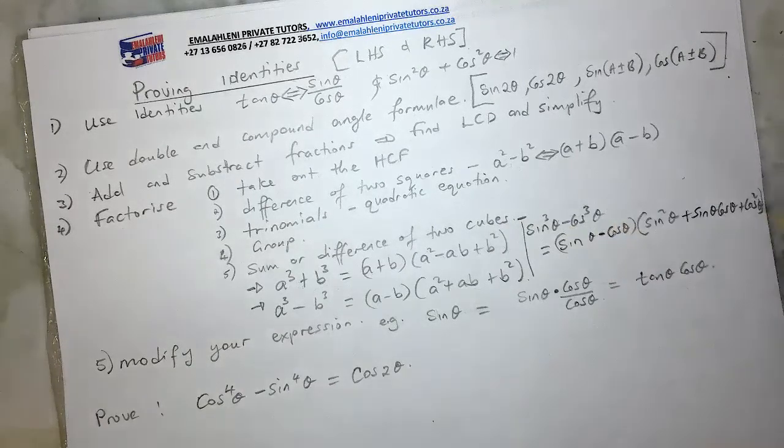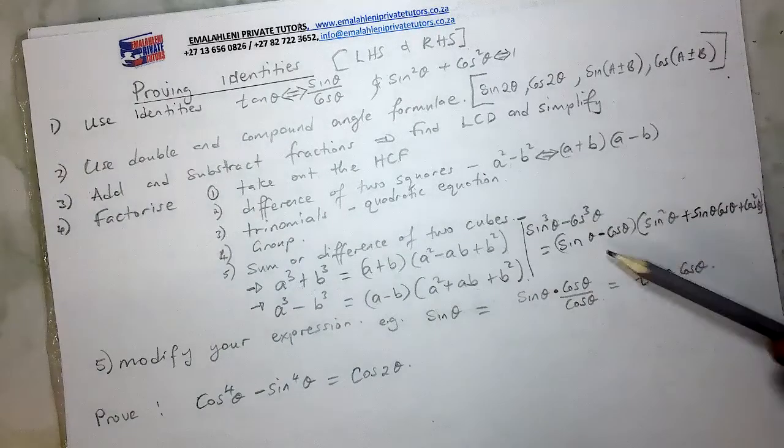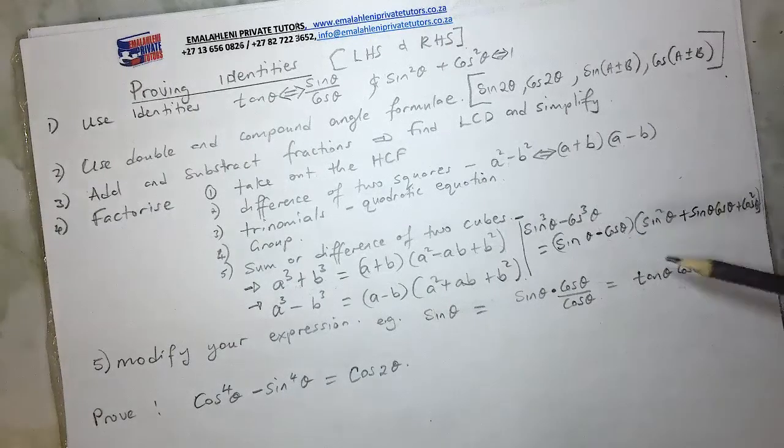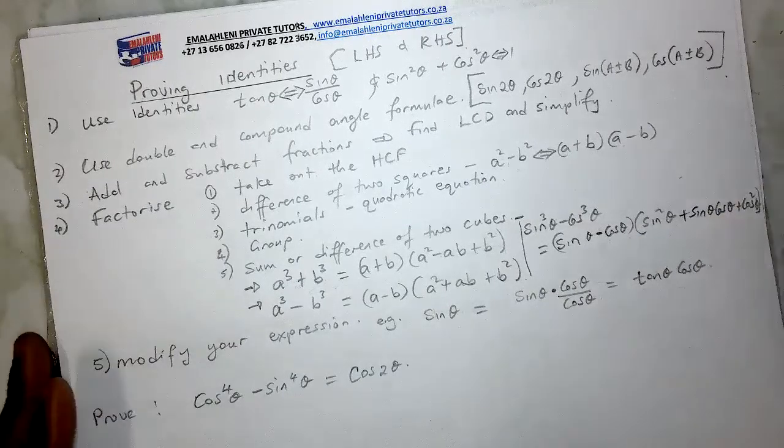Because now you find that in the answer, you might have this expression already, but the answer must be left as sine theta minus cos theta. Then you know that this one is going to cancel. But now let's check into what is it.